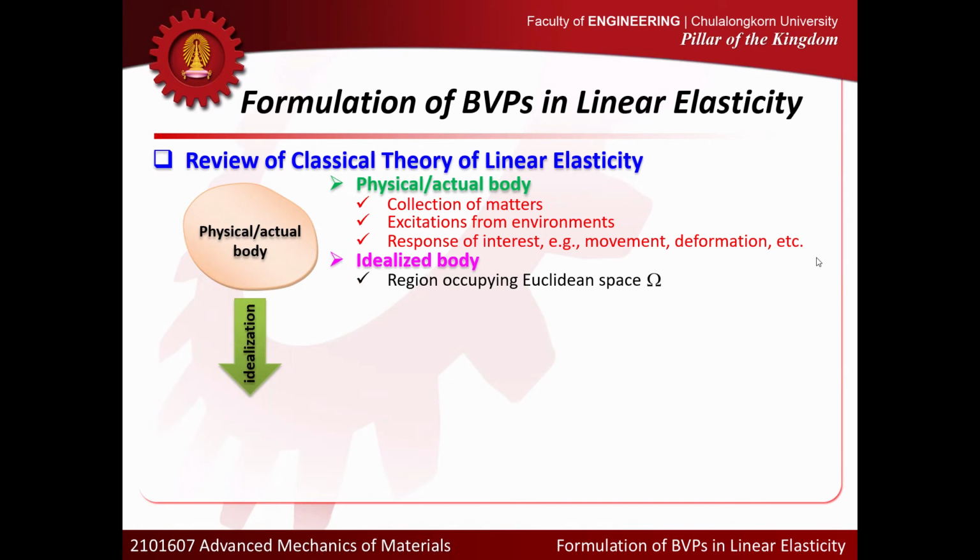Typically in solid mechanics, we take the body as a region that occupies Euclidean space. You know Euclidean space, right? So the body you are interested in can be represented by a region in Euclidean space. You can see that the real body, which is a collection of material particles, can be represented by a three-dimensional region in Euclidean space.